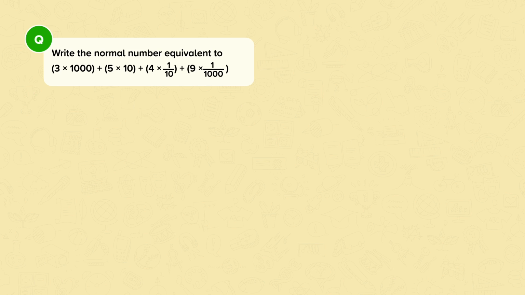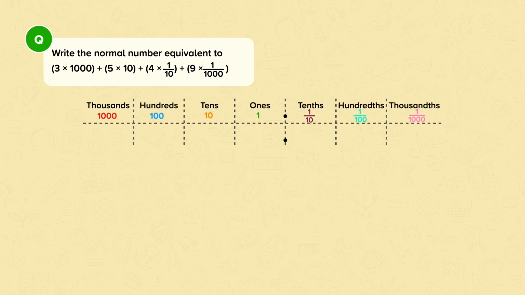Expanded form questions can also be asked the other way around, going from expanded form into a normal number. Once again, we could use a place value table to help us. In this question, we are told there are 3 thousands, and so the 3 needs to go here. We know there are 5 tens, and so we can put a 5 here. There are 4 tenths, which needs to go here in our place value table. And finally, we know there are 9 thousandths, which go here.